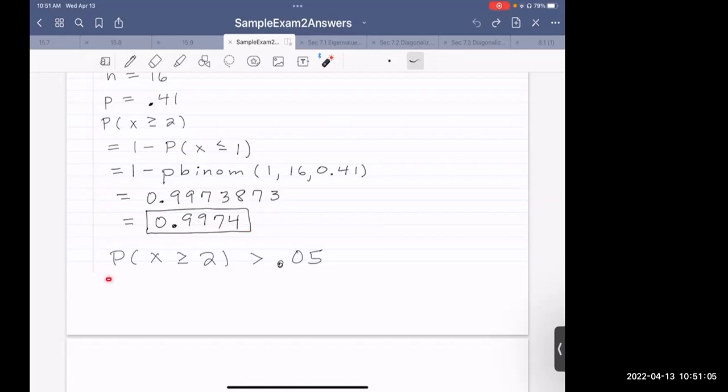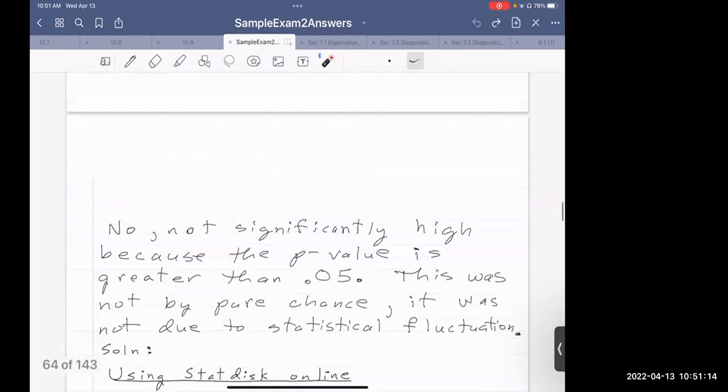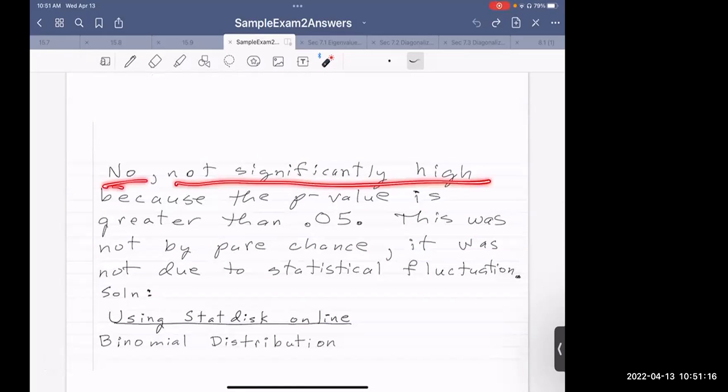And so the probability that x is greater than or equal to 2 is greater than 0.05. So no, it is not significantly high because the p-value is greater than 0.05. This was not by pure chance. It was not due to statistical fluctuation.